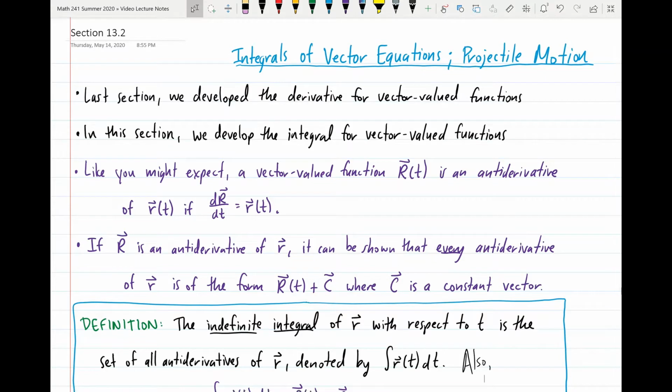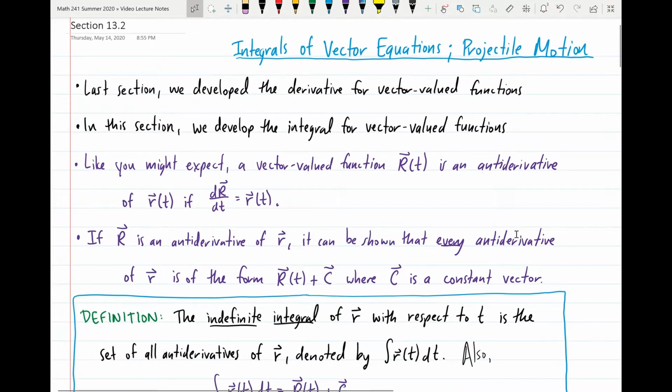This is the last video scheduled for the first week of class. The plan is to cover section 13.2, which is on integrals of vector equations and then projectile motion. So last section, in section 13.1, we developed the notion of a derivative for vector valued functions. And in this section, the plan is to develop the integral for vector valued functions. So let's start off with a definition.